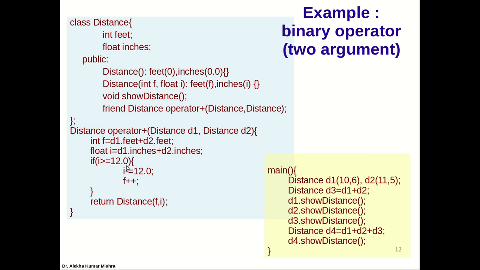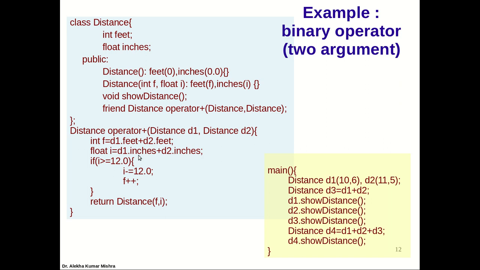The only thing we have to do is declare this function as a friend of this class. Otherwise it cannot access the private data members, feet and inches, directly. That is the only purpose, because we are performing the operation on two objects, so we may need to refer to the members. For that we are making it a friend. So friend distance, return type distance, then operator plus, distance comma distance, indicating that this function is a friend now. Because it's a friend, it can access the members.